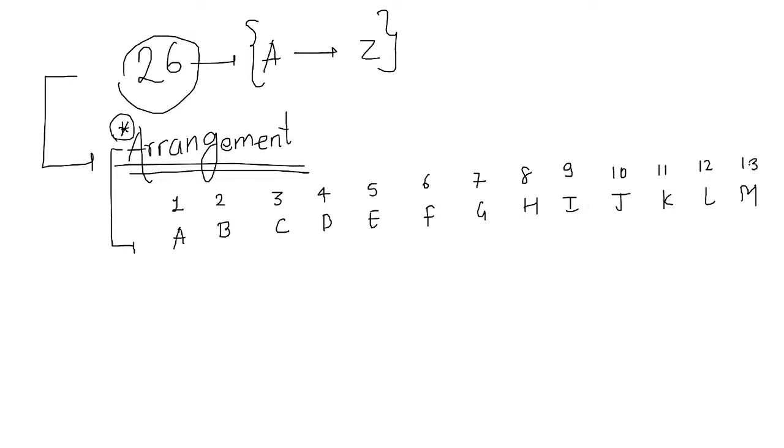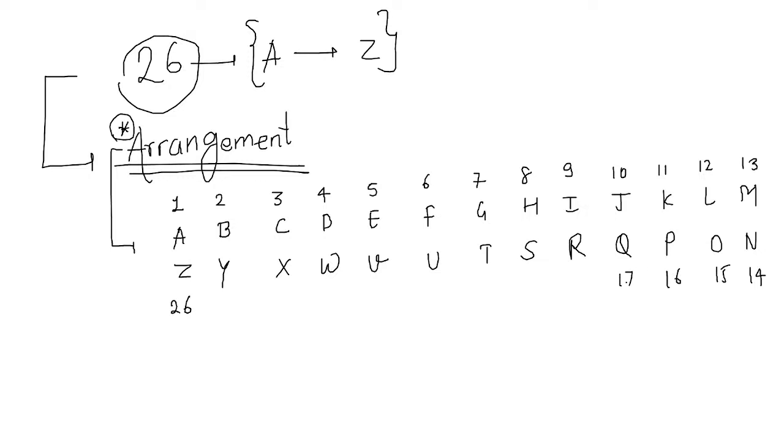So understand, students, from A to M, that is from alphabetical letter first to alphabetical letter 13, that is M, I have written in the normal form, that is in the forward direction, correct? And afterwards, after M comes N, O, P, Q, R, S, T, U, V, W, X, Y, and Z. Now from letter number 14 to 26. Okay, 14, 15, 16, 17, 18, 19, 20.